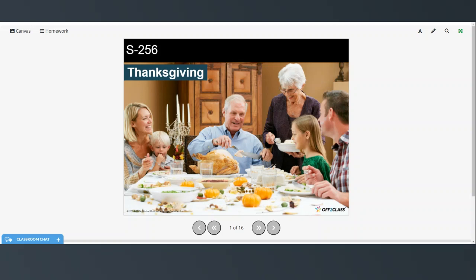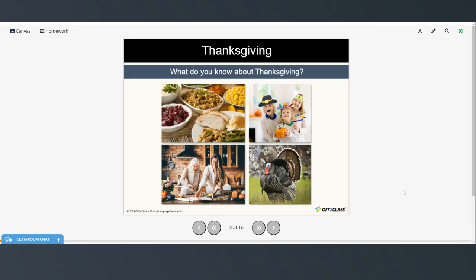This is a B1 level speaking lesson, and today we're going to be talking about Thanksgiving. So what do you know about Thanksgiving? Here's some pictures to maybe help you.